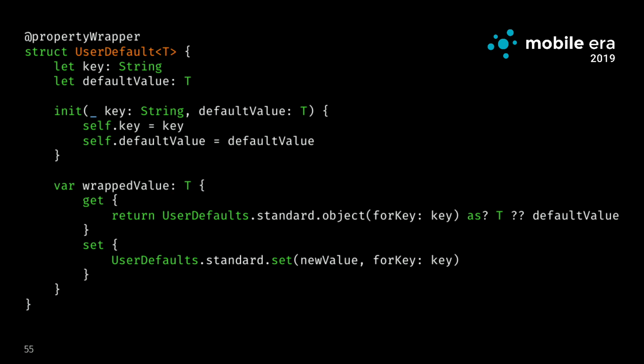And what I want you to see is that the difference from the previous wrapper that we saw is that this time, inside the wrapper, we are not storing the value. In the state of the wrapper, so the two properties, key and default value, we are storing how to interact with an external API, which is the UserDefaults API.